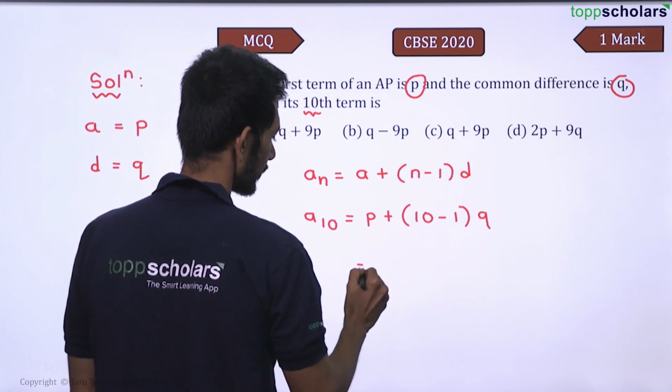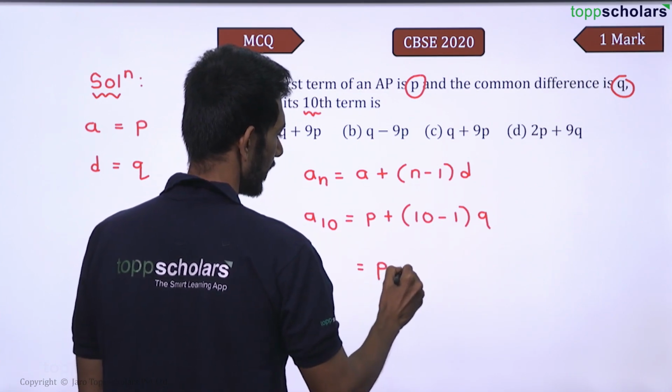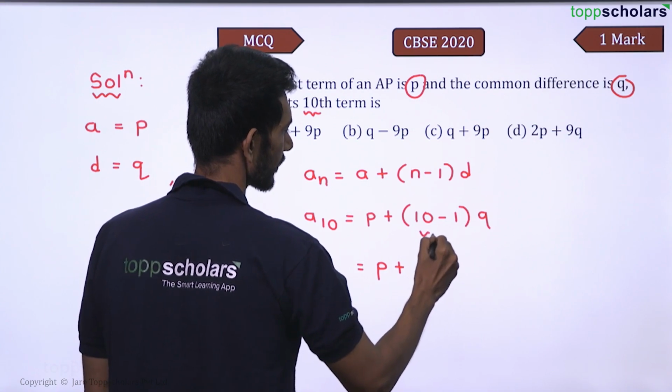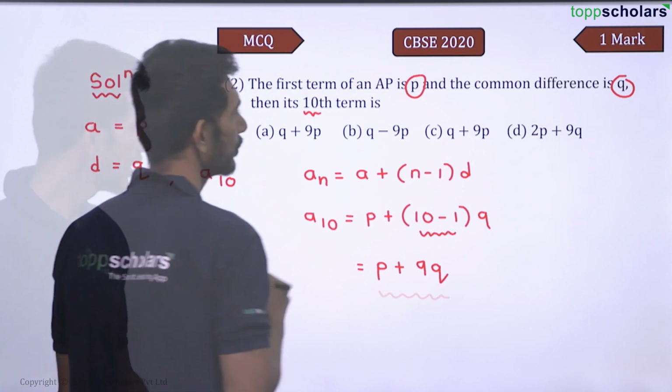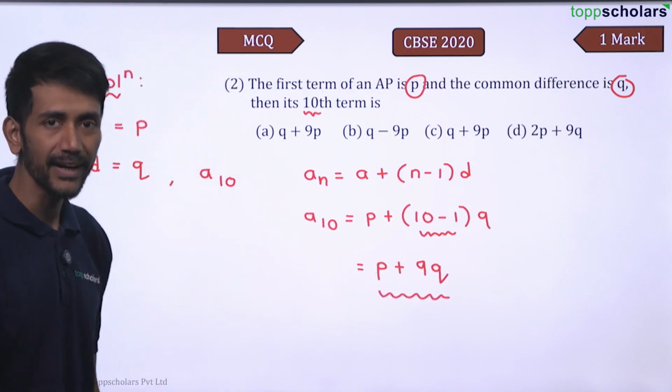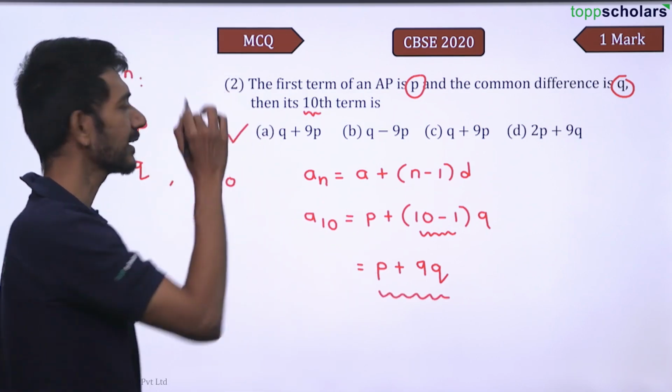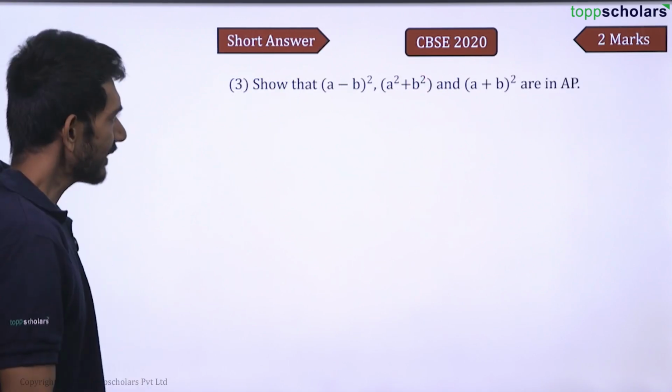So this becomes P plus 9Q. So you can see that P plus 9Q is the final answer. So this is the correct answer, that is option A. Let's have a look at a new question now.